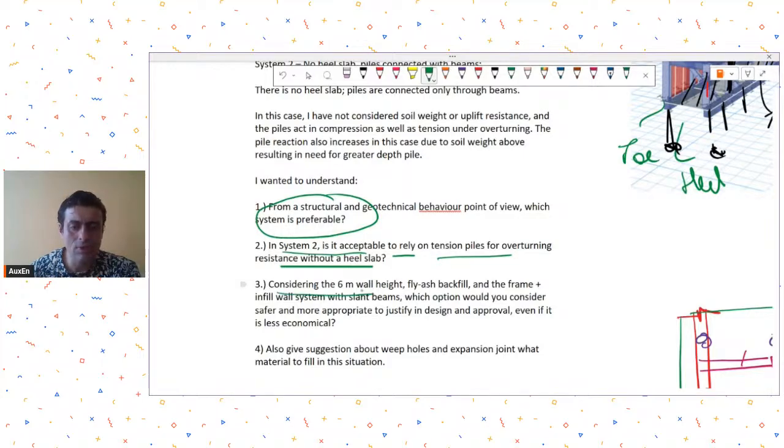Considering the 6-meter wall height, fly ash backfill, and frame plus infill wall system with slant beams, which option would you consider safer and more appropriate, even if it is less economical? So as I told you, option one seems to be better.